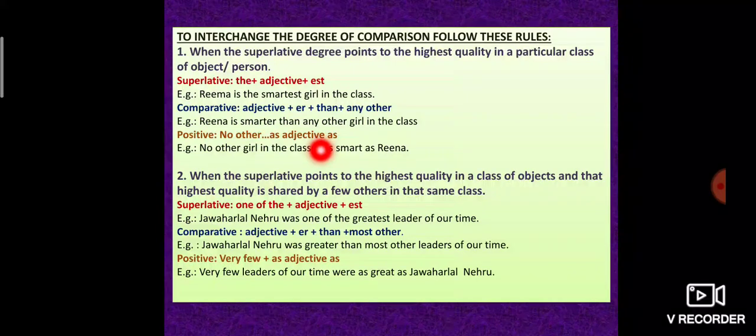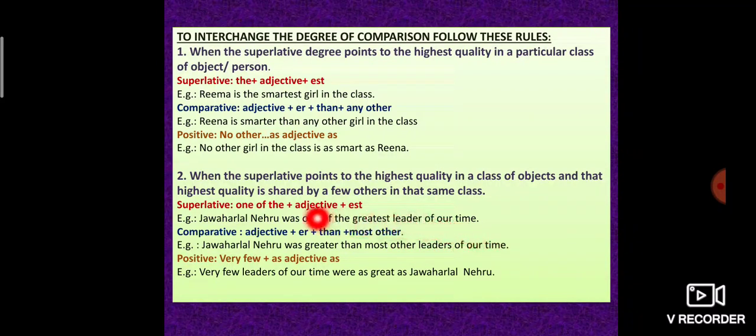Okay, my dear students, it is clear to you. Next is when the superlative points to the highest quality in a class of objects and that highest quality is shared by a few others in the same class. For example, superlative: one of the plus adjective plus est. Jawaharlal Nehru was one of the greatest leaders of our time. So we will change into comparative: adjective plus er plus than plus most other. Jawaharlal Nehru was greater than most other leaders of our time.